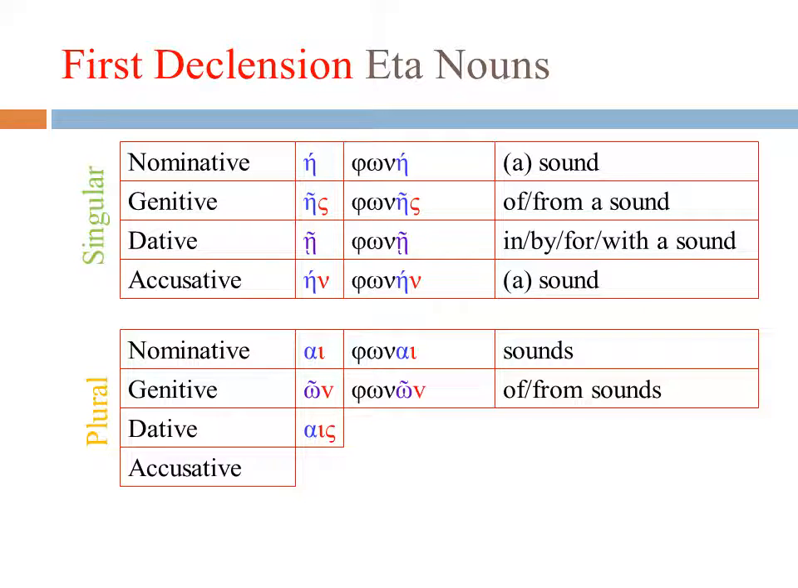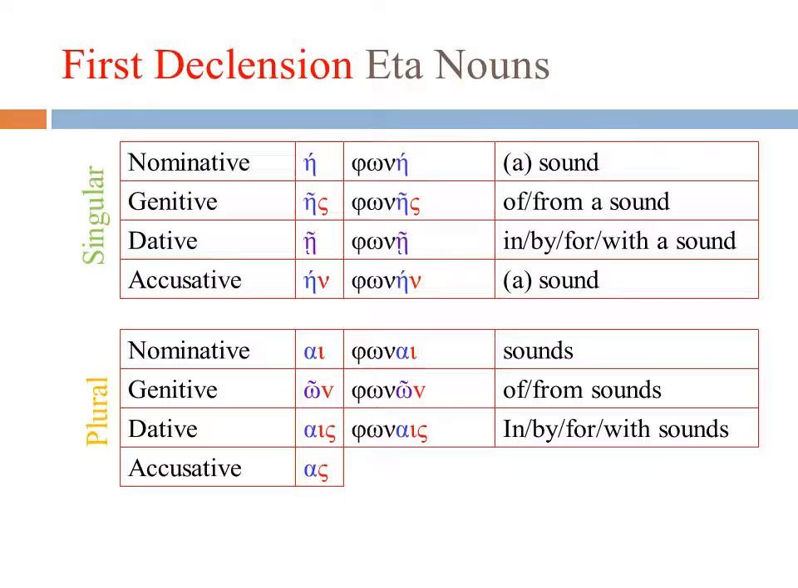We have ice, iota subscript. The iota is the calling of a dative. Phonice, in, by, for with sounds. And this is also the indirect object. The accusative, alpha sigma, the same.